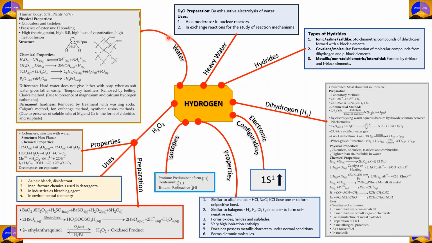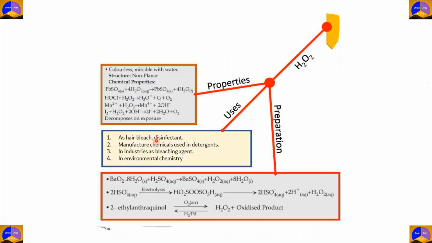So now, from water, we move on to the next important compound of hydrogen, which is H2O2, hydrogen peroxide.